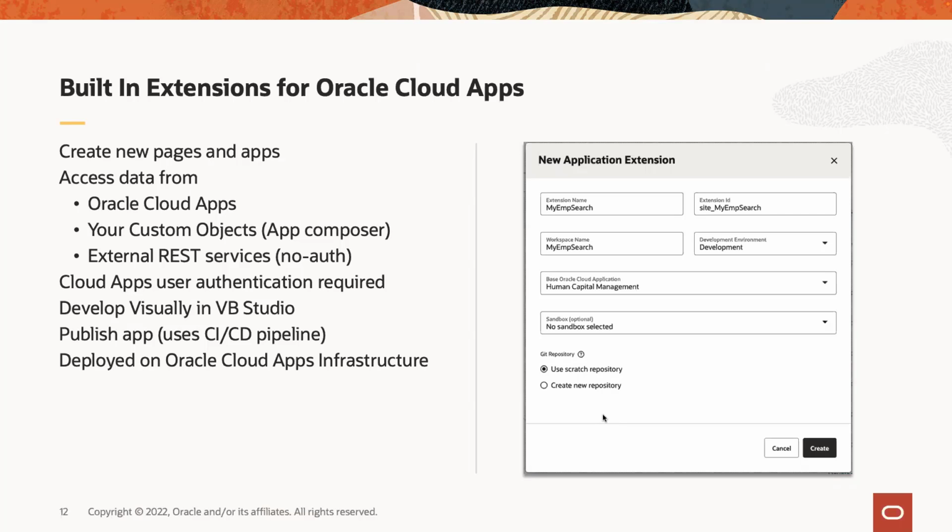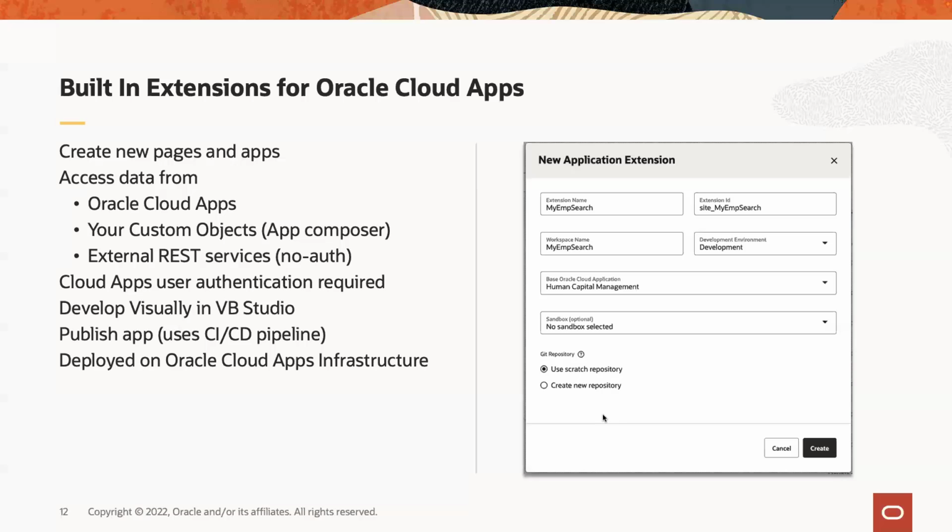For example, you can use the App Composer in Oracle SaaS to create your own business objects in Oracle SaaS, and you can access those from the applications that you're creating here. You can also even access external REST services as long as they are not requiring a specific external authentication.